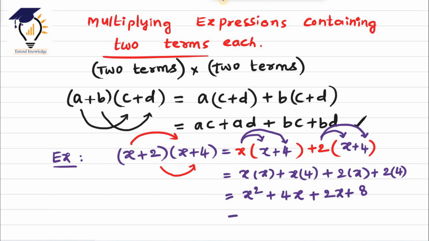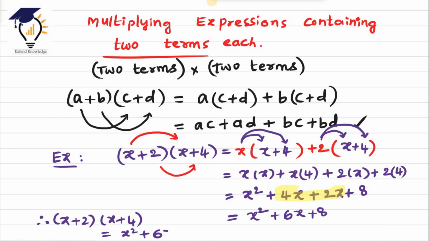Let's see if any like terms are there. For the first term x square, there is no other like term, so just put it as it is. In the middle 2 terms, 4x plus 2x are like terms, so we can simply add them. 4x plus 2x will be 6x, and then plus 8. Therefore the product of x plus 2 times x plus 4 is x square plus 6x plus 8, which is the final answer. So that's how we have to solve these kinds of multiplications. You can practice on different problems.